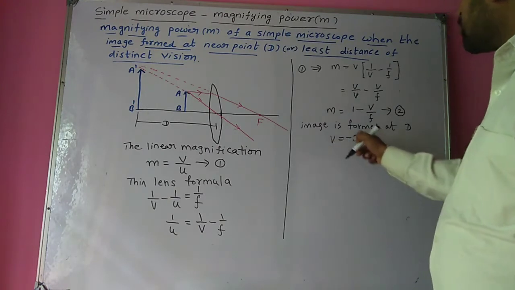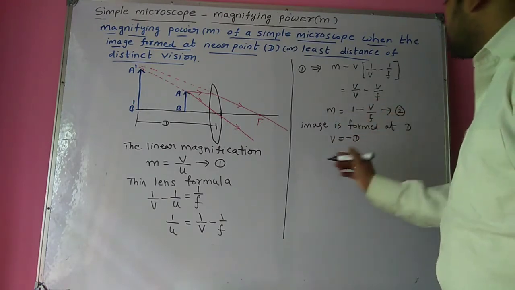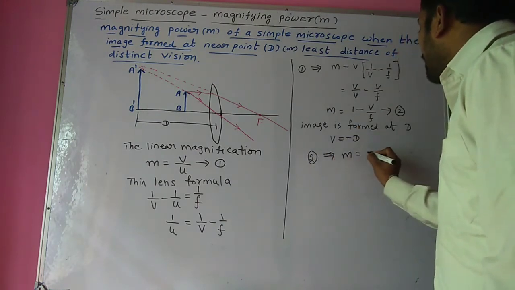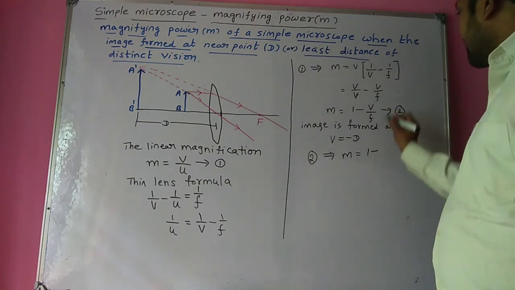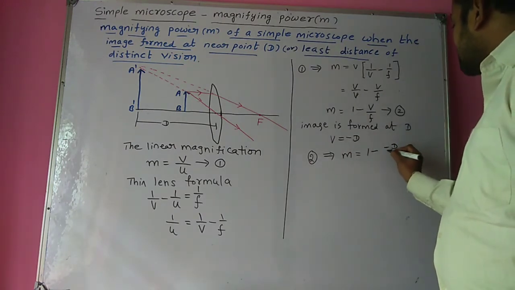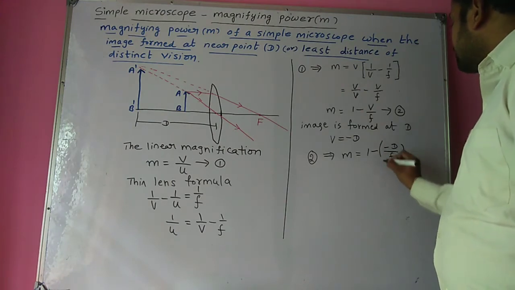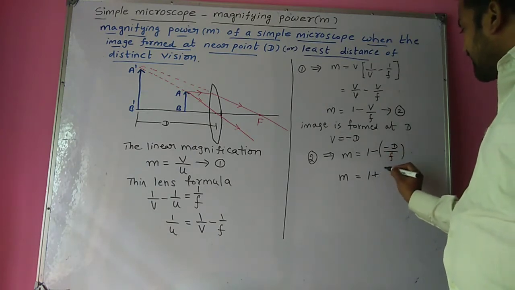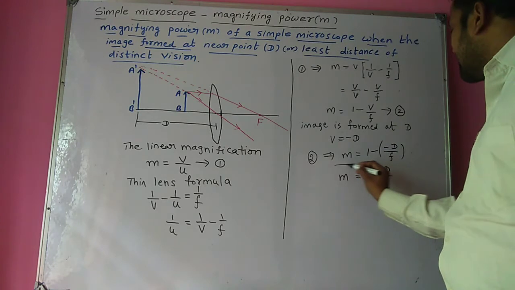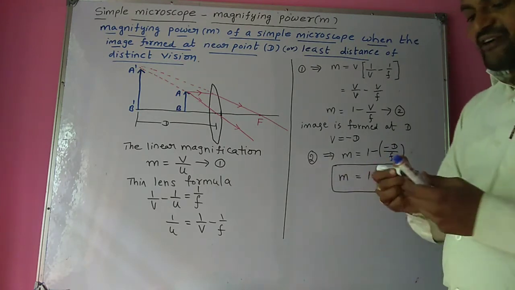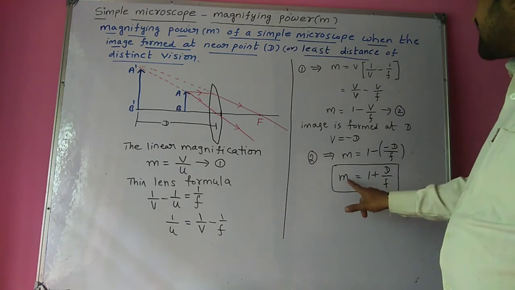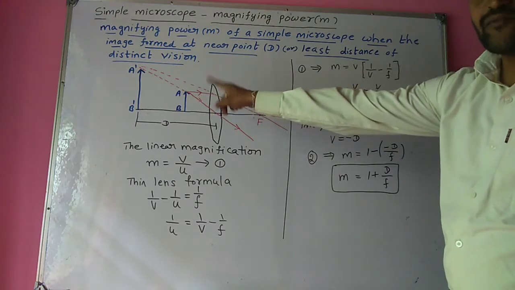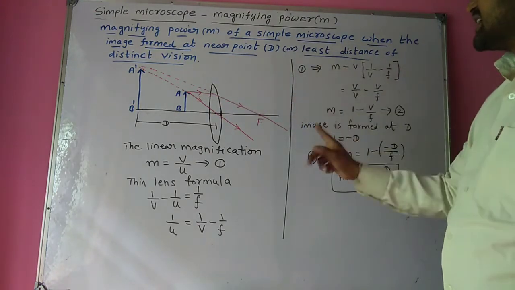Now take V is equal to minus D and substitute in equation number 2. From the second equation, M is equal to 1 minus V by F, that is 1 minus minus D over F. Then finally M is equal to 1 minus into minus, that is plus, 1 plus D by F. This is the magnification or magnifying power of a simple microscope when the image is formed at the near point, or least distance of distinct vision.